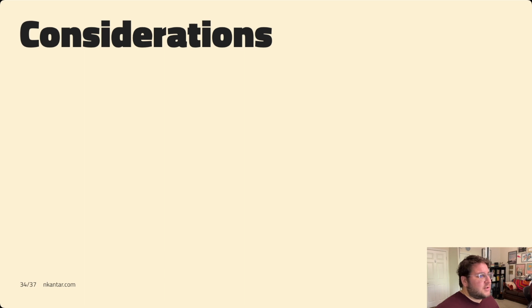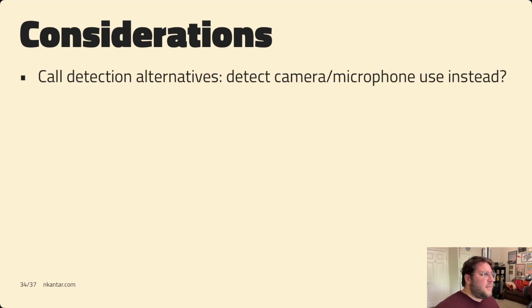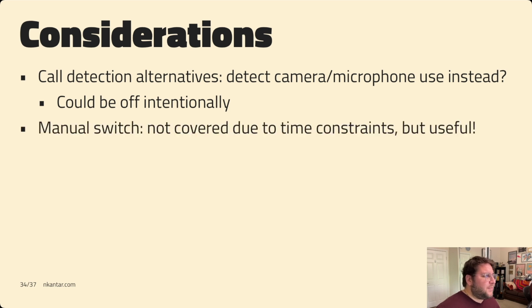There's some considerations about this as it's currently built. There may be other ways to detect calls. You can detect camera and microphone use, for example. I found this to be a bit unreliable because I'm often on a call and I have both off. If it's a big town hall at a company, I might not have my camera on because no one needs to see me eating lunch and no one needs to hear me speaking. So it's not super reliable.